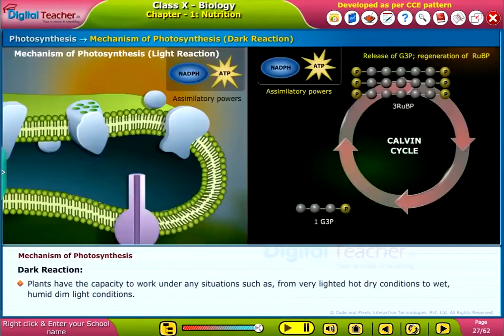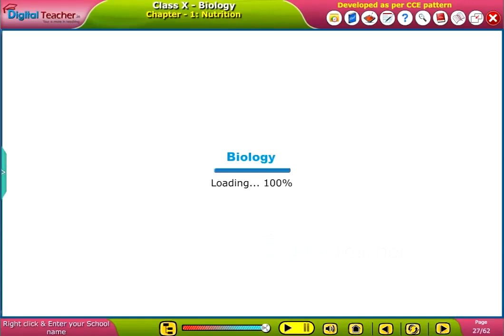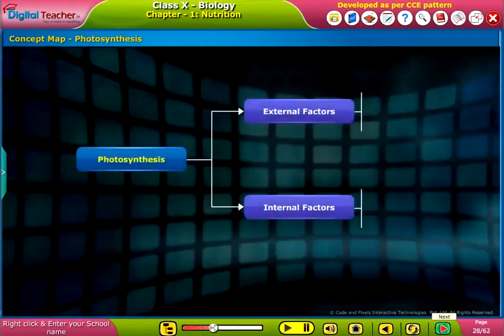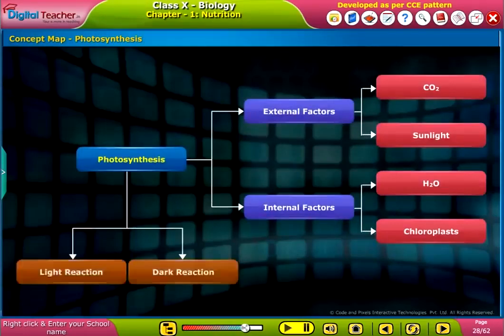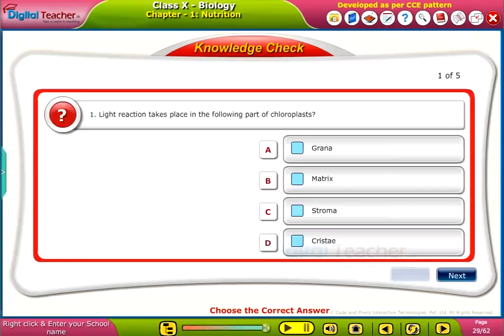Plants have the capacity to work under any situations, from very bright, hot, dry conditions to wet, humid, dim light conditions. The requirement of light and other factors changes from one plant to another. Let us now look into the concept map of photosynthesis. Knowledge check. Attempt the following questions to check your understanding.